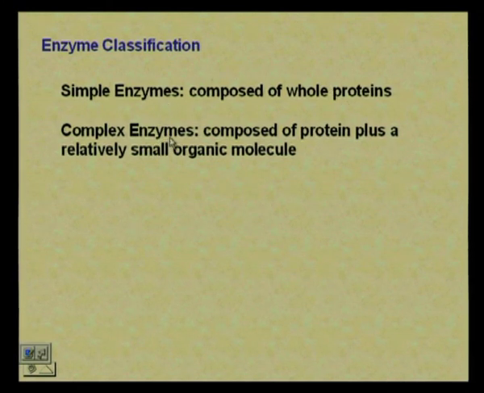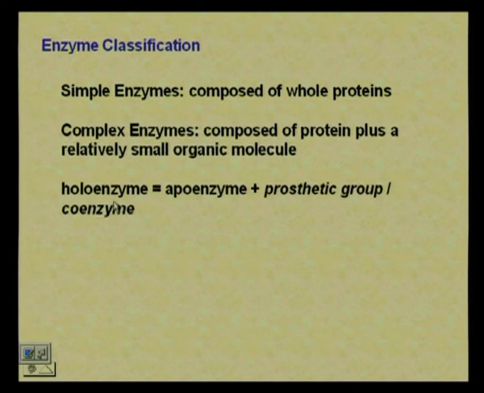If you have a complex enzyme, it is not the protein alone that can act on the substrate, but it will be composed of a protein plus a relatively small organic molecule. A complex enzyme is what is called a holoenzyme. It is comprised of an apoenzyme, which is the protein part, and a prosthetic group or a coenzyme. So, for the complex enzymes, we have a holoenzyme, that is the whole enzyme basically, comprised of an apoenzyme and a prosthetic group or a coenzyme.